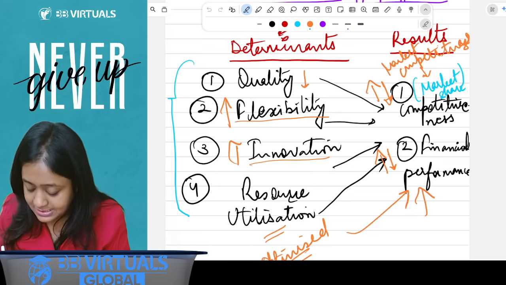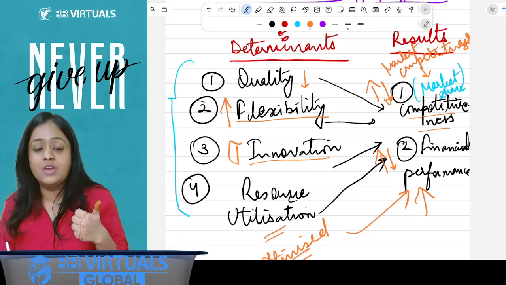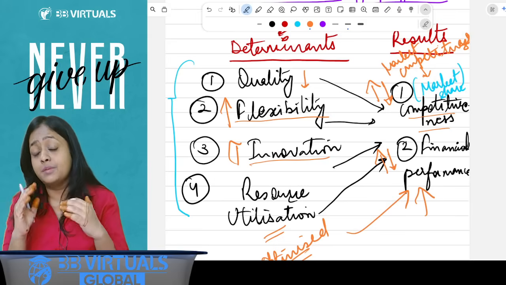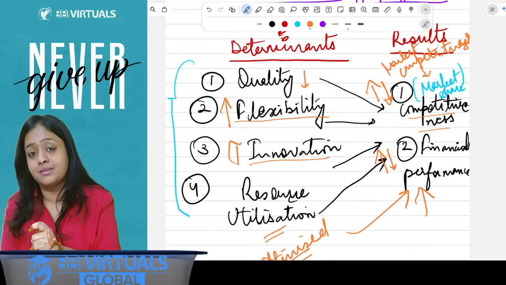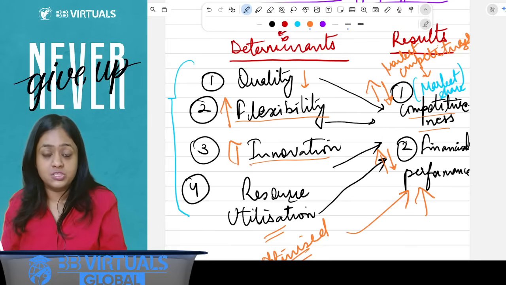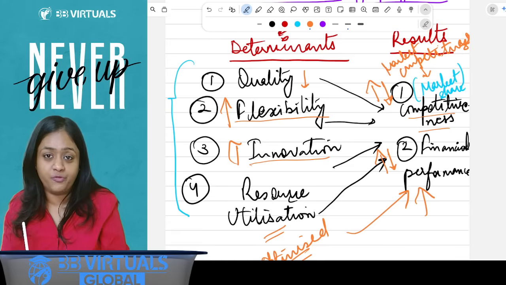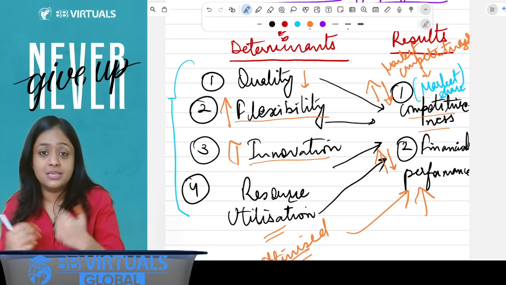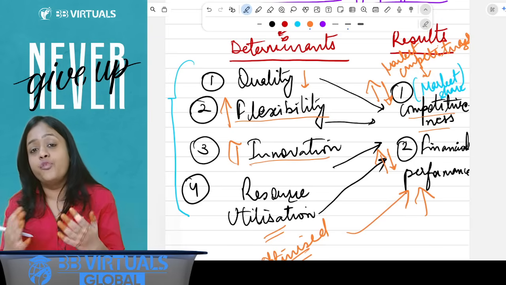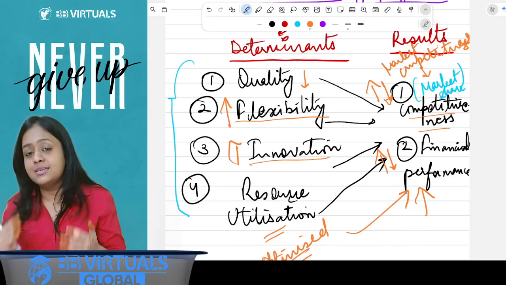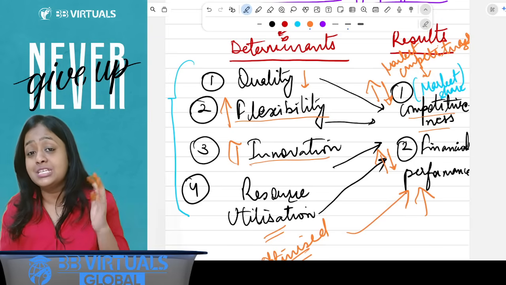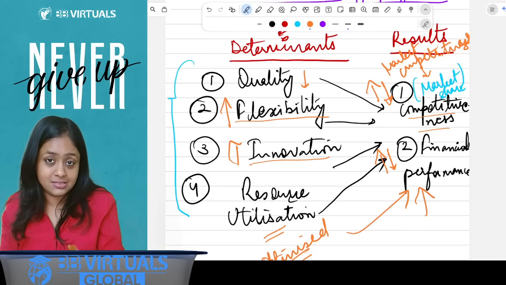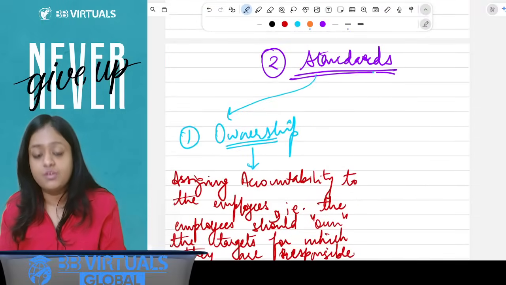For example, if I say competitiveness, what is the effect of this quality and flexibility on the competitiveness of the product? Overall, has the market share increased or decreased? Then if I say financial performance, what is the effect of this innovation on the financial performance when you brought in new ideas, whether wealth increased, profits increased or not, sales increased or not. If you optimize the resources well, then is it leading to the reduction in the cost? Yes or no. So these are the four determinants that we relate to the results. Once you've done these six areas, then we go to standards.